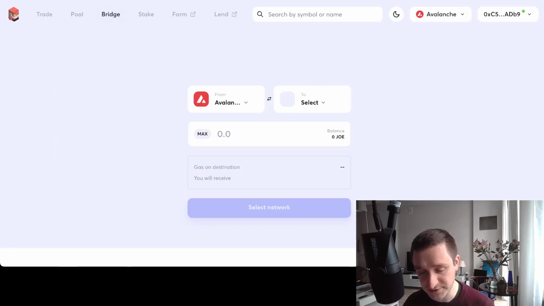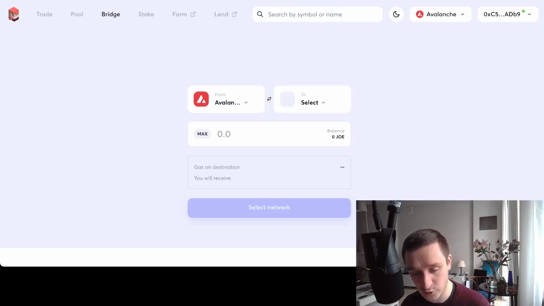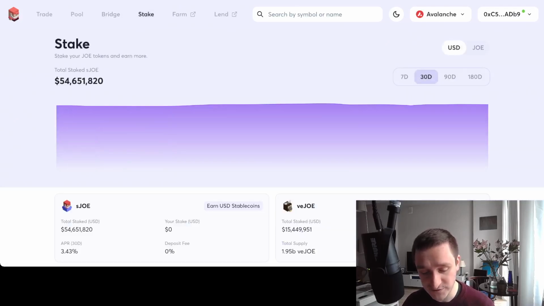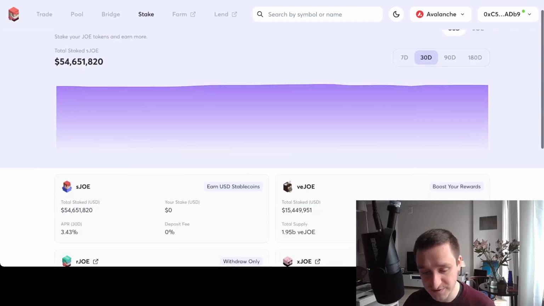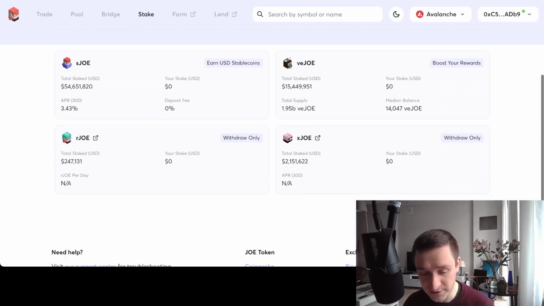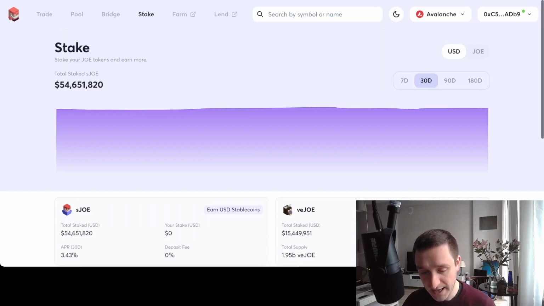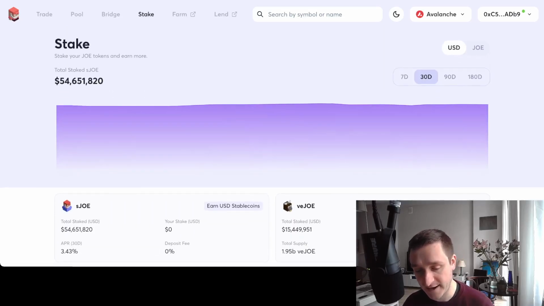Now you have also Bridge. Bridge itself works between Avalanche and Arbitrum and BNB, so you can bridge everything on the Trader Joe platform. And you have also staking. So staking works for Joe tokens, so native tokens related to Trader Joe. You can see that $54 million are being staked right now, with the APR here being around 43%. And you have a bunch of other tokens being staked as well. Finally, you also have farms, lending, and I will show you an NFT platform.